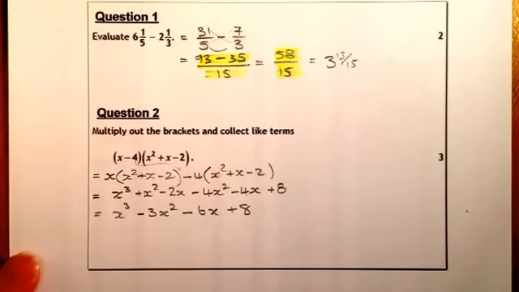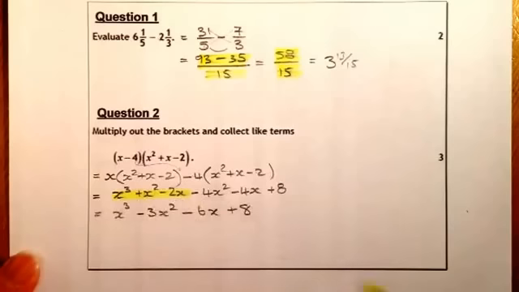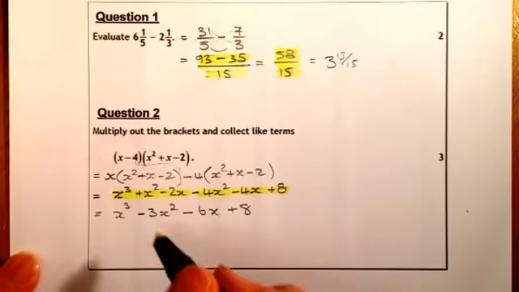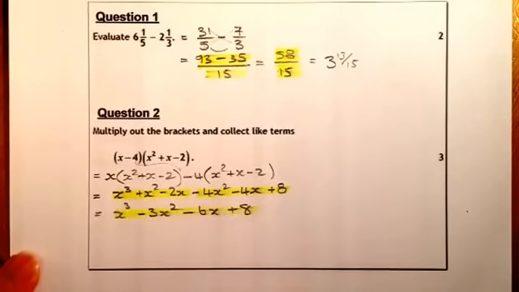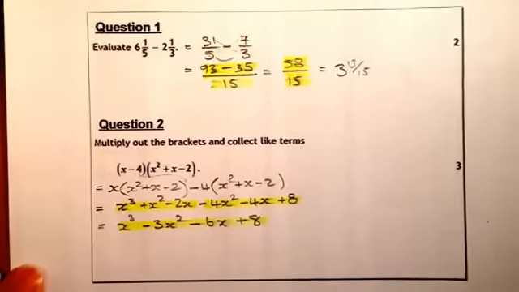Right, so what we've got for marks for this one: 1 mark for getting any 3 terms right, so maybe these 3, another mark for getting the full thing multiplied out, and 1 further mark for getting the final answer that's there. Okay, so we'll go on to question 3.